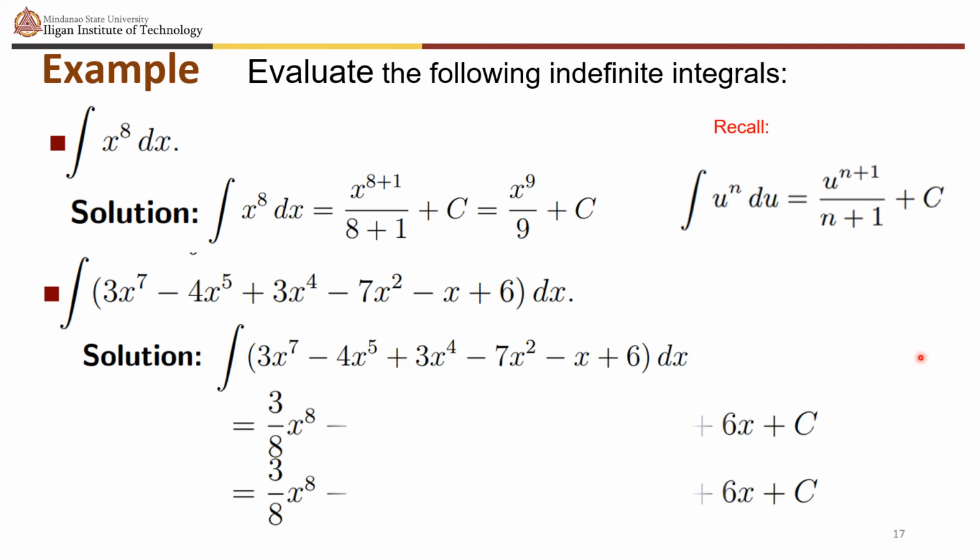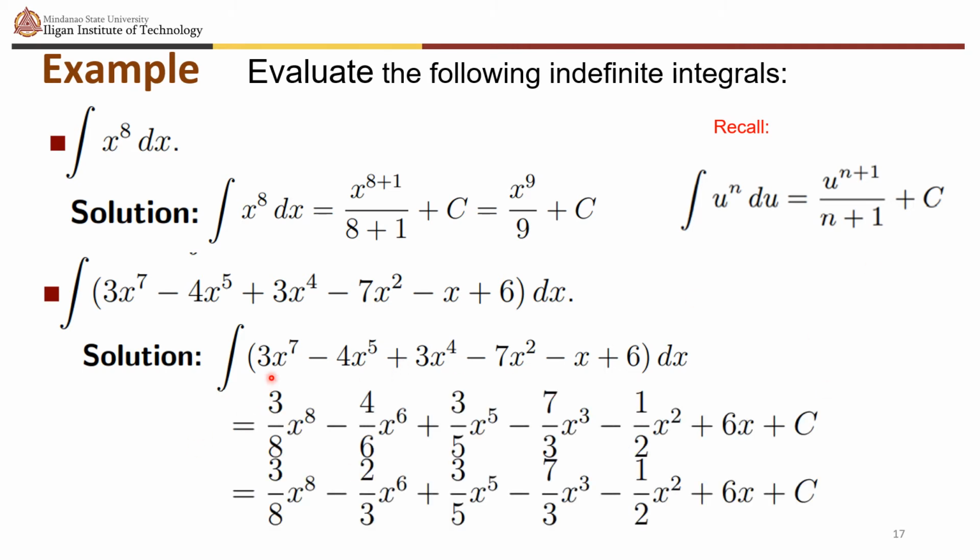So that we now have the following. You have 3x to the 7 plus 1, so you have 8, so over 8 there. Then 4, integral of x to the 5th, will now give us minus, so we still have a minus there. 4, so 5 plus 1, you have 6 there. So you have 6. Plus 3, then this one, x to the 4th, that becomes 4 plus 1, so you have 5. So 3 over 5, x to the 5th.